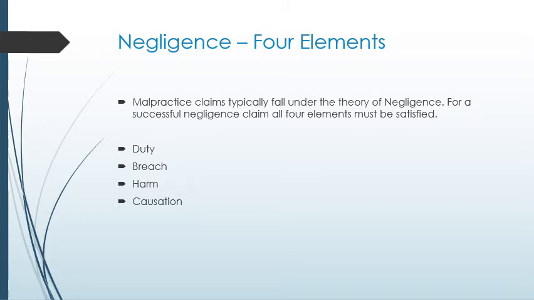Negligence has 4 elements. They are duty, breach, harm, and causation. So we will explore whether the technologist had a duty to the patient, then breached that duty, whether there was actual harm to the patient, and whether the technologist's breach of duty was the cause of that harm.